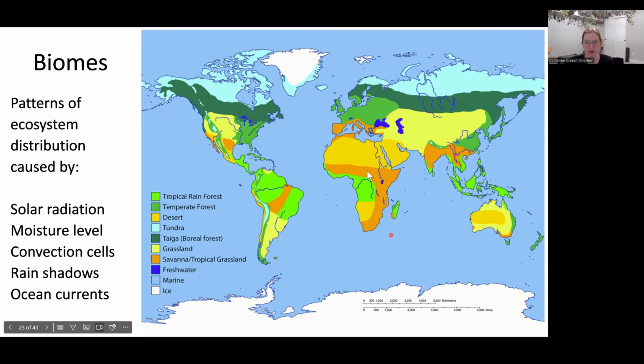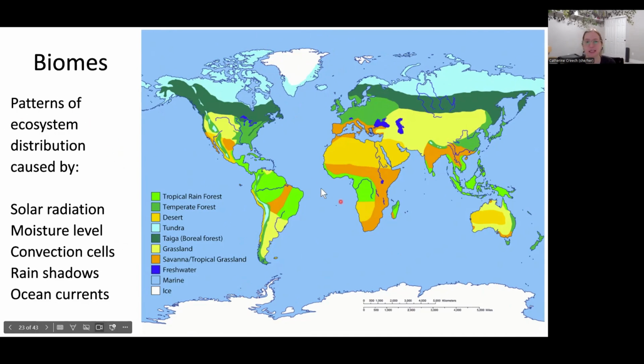Here's a generalized pattern. Up in the north, it is cold. There is a type of biome called the tundra. We're going to talk about it in more detail. It is very, very chilly. There's all these areas that are always frozen, so those are shown as white. Here is Antarctica, always frozen.